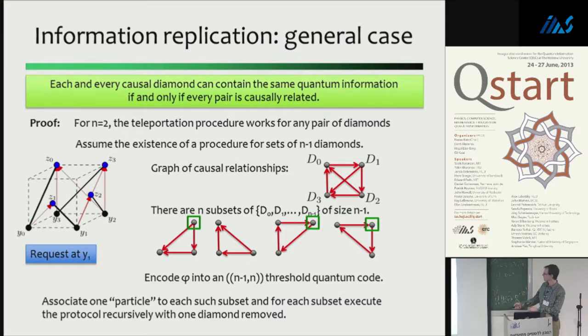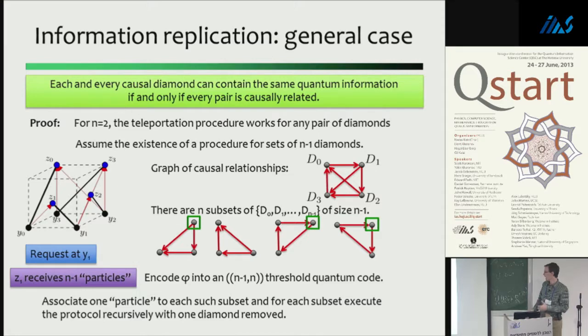For the particle associated with the first subproblem, by assumption there's some way to succeed, and the quantum information associated with particle 1 will appear at z1. For the second subproblem, there is no z1, so who knows what's going to happen? That will fail. But for the next two, it will succeed. So for three out of the four particles, the information will appear at location z1, and by the design of this quantum error correcting code, we'll be able to recover the information.